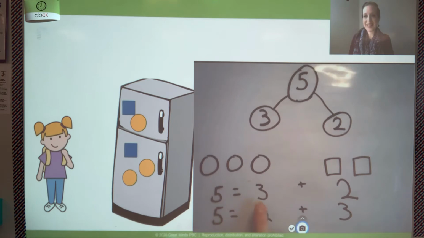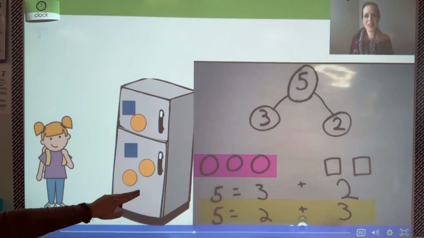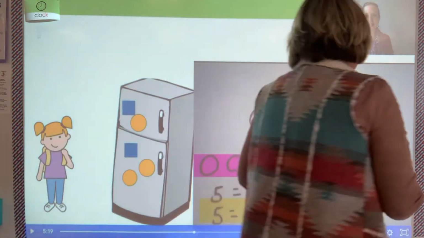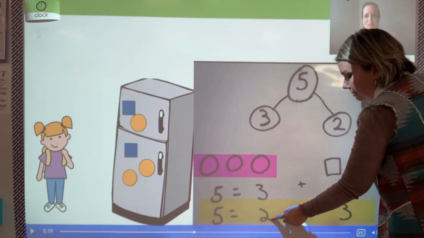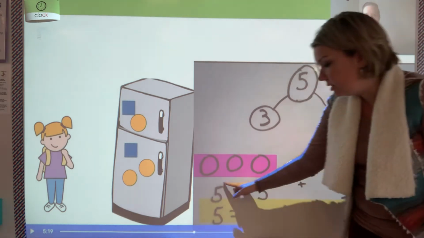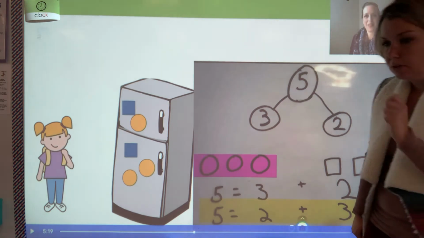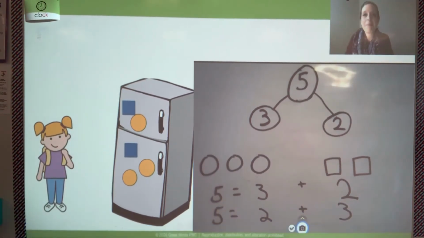5 is 3 and 2. 5 is also 2 and 3. Okay, so we can see that. If you want to write it underneath, it's showing you the 2 ways that you can show this. The parts can change. You can put 3 first, or you can put 2. What doesn't change? The whole doesn't change. Awesome job. Both of these number sentences match our story.